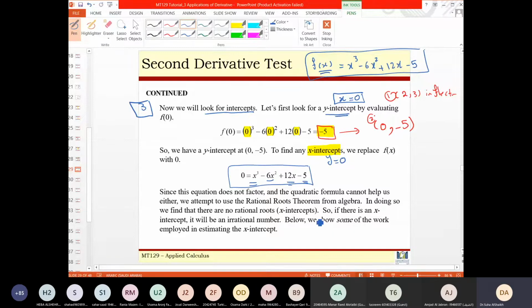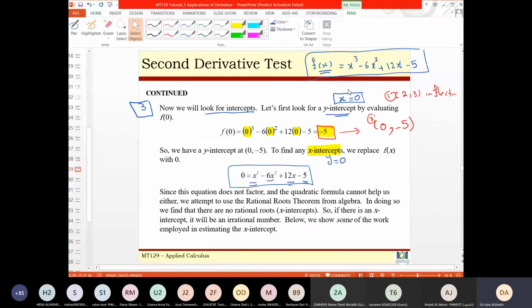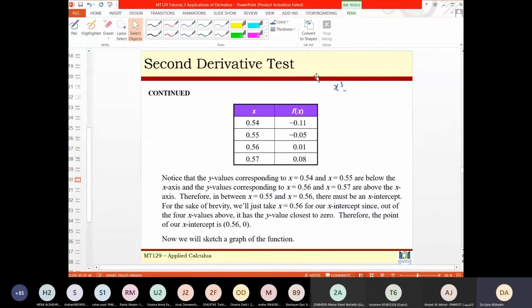So what they did here is estimation, what we call estimation. So it is x³ minus 6x squared plus 12x minus 5 equal to 0. Estimation, yeah, you are correct. So we estimate, I put a value for x.